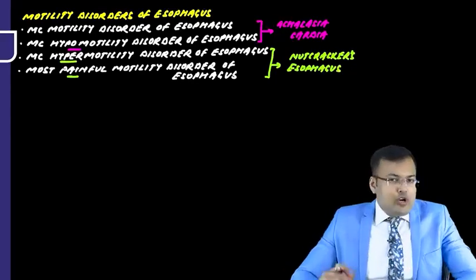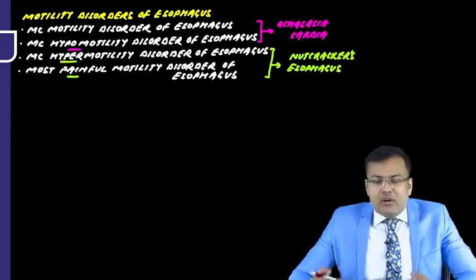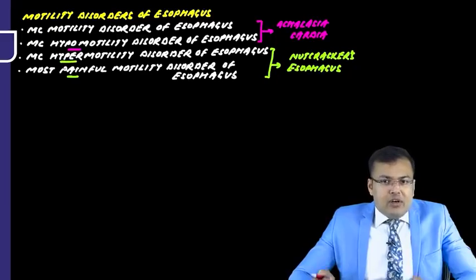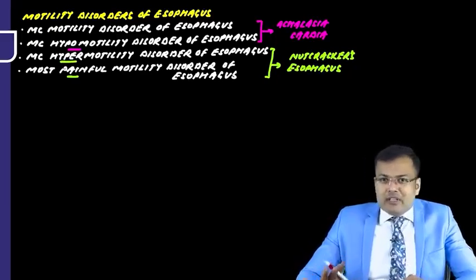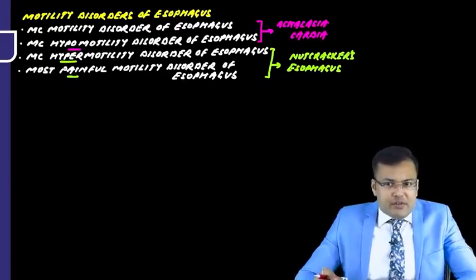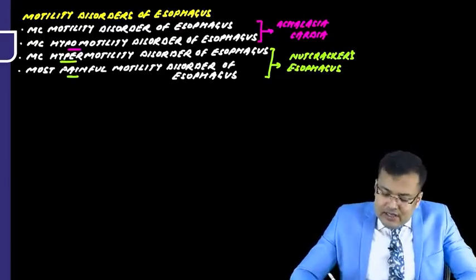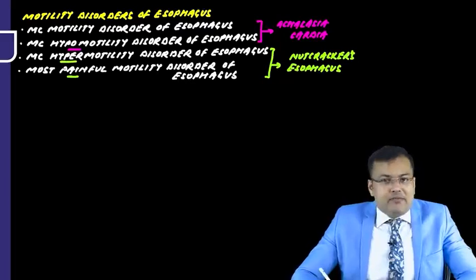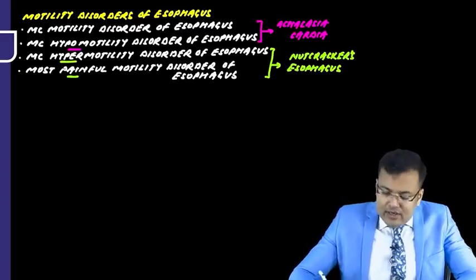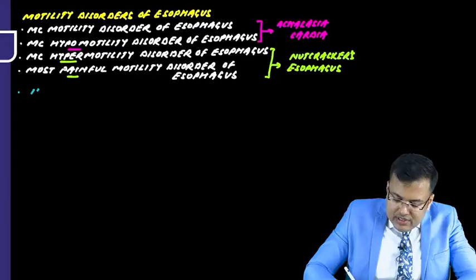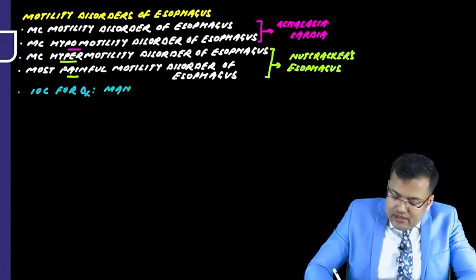Clear? So the most common hypermotility disorder and the most painful motility disorder, in both, the answer is nutcracker esophagus. There is one thing which is common in motility disorders of the esophagus: the investigation of choice is the same. And what is the investigation of choice for diagnosis? It is manometry.